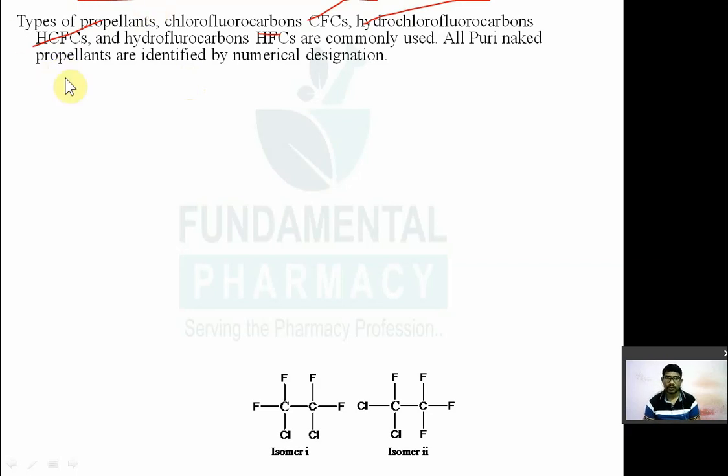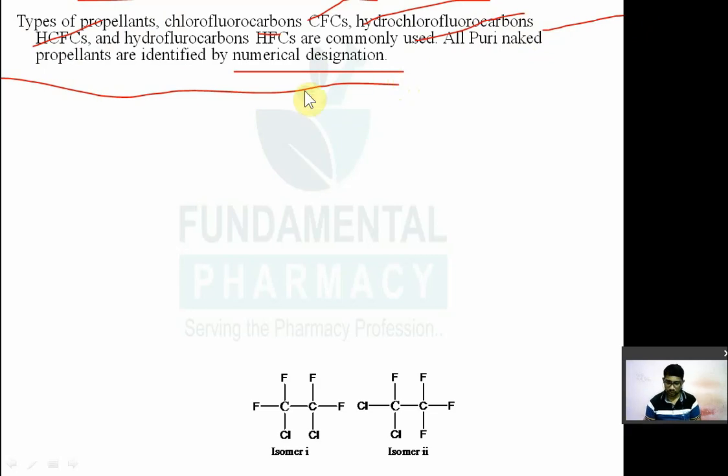पहला होता है आपका क्लोरोफ्लोरोकार्बन CFCs. ओके, दूसरा क्या होता है आपका हाइड्रोक्लोरोफ्लोरोकार्बन. तो इसमें क्लोरीन भी आएगा, फ्लोरीन भी आएगा, HCFCs. Then hydrofluorocarbons, HFCs, they are commonly used. Now all these fluorinated propellants, they are identified by numerical designation. इनको एक नंबर रहेगा.